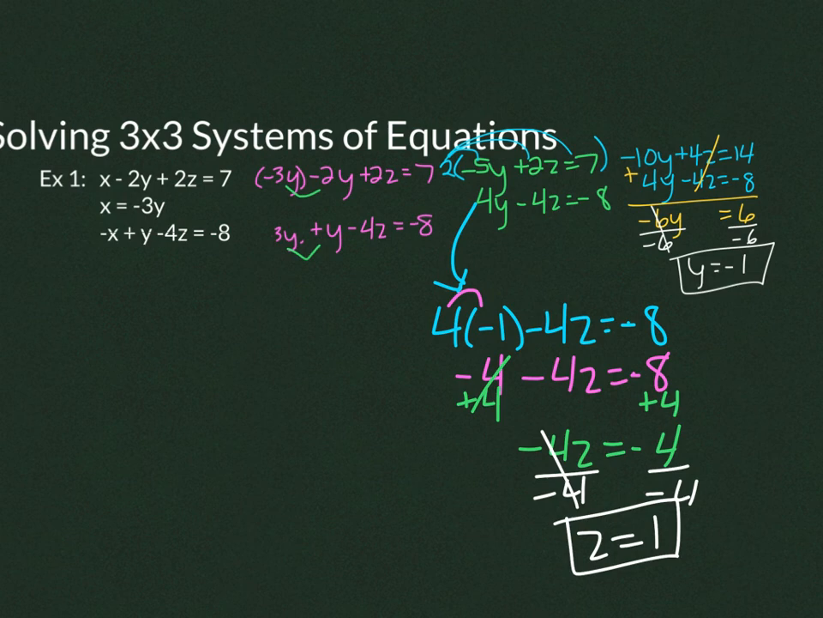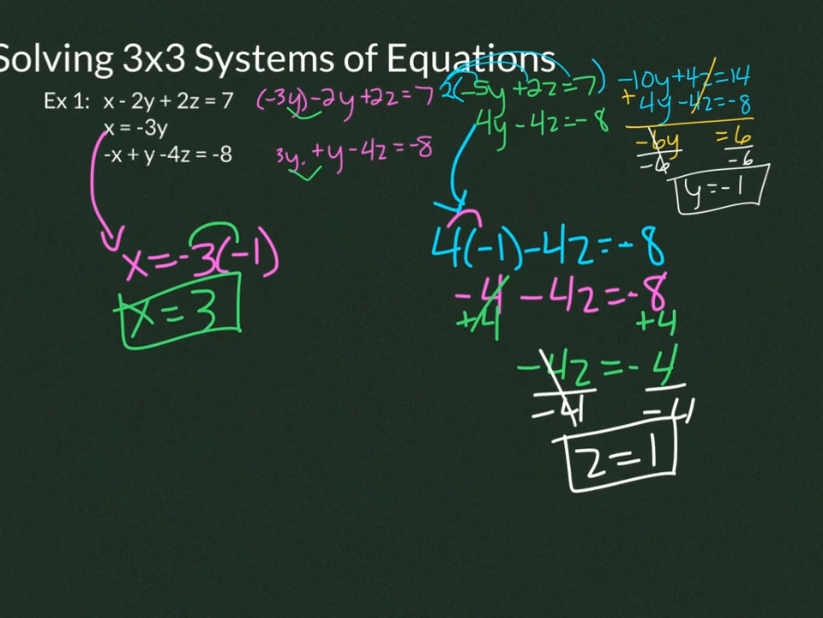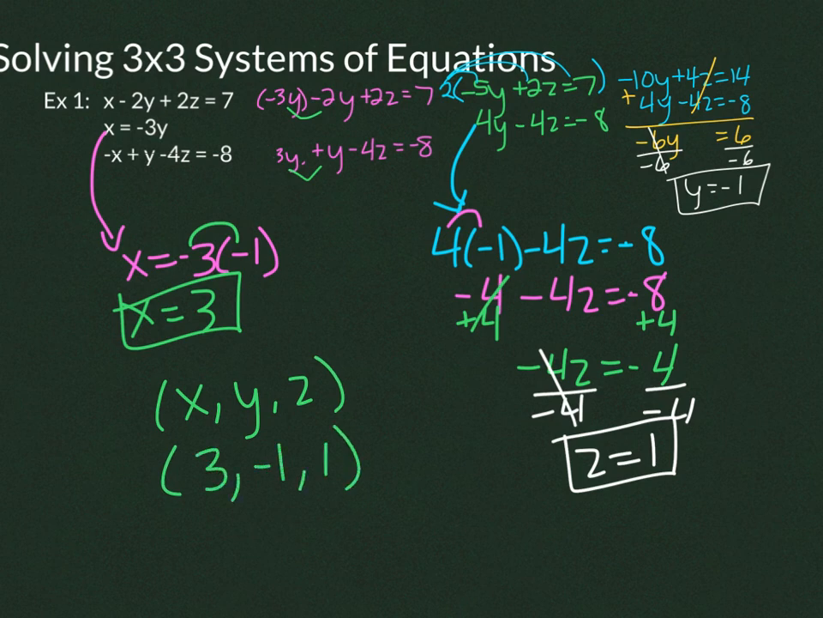So I actually have 2 options here. What I could do is go back to one of my original 2 equations and replace the y and the z and solve for x. But what's going to be easier for us is taking that second equation and replacing just the y. So we get x equals negative 3 times negative 1, because y is equal to negative 1. Multiply and we get positive 3. There's the third answer. So I'm going to write my answer in coordinate form, which goes x, y, z. So our answer would be 3, negative 1, 1.